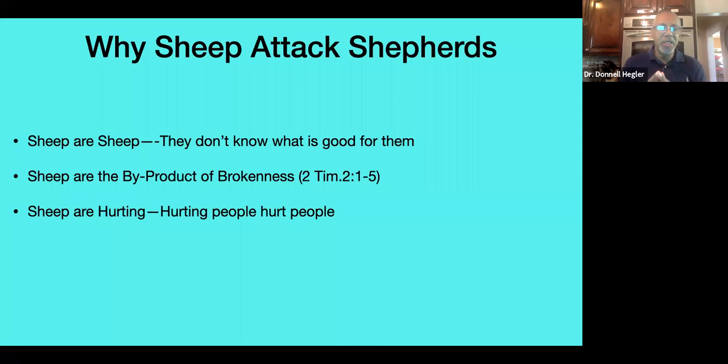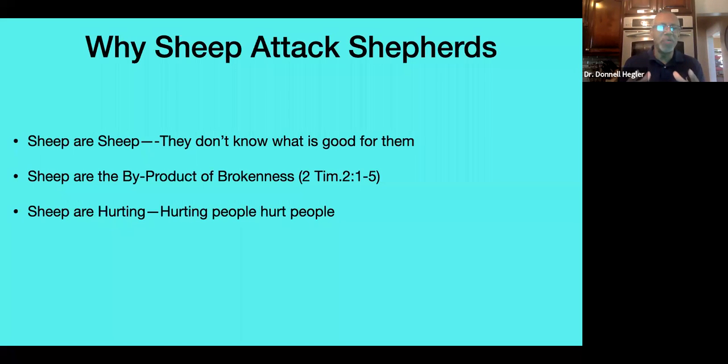On Sunday morning, and during the week, you are interacting with sheep who are hurt from broken marriages, from physical and sexual abuse, from abandonment, all of these issues that people are dealing with. These are the people that shepherds are shepherding. And these are the people who make up our congregation.